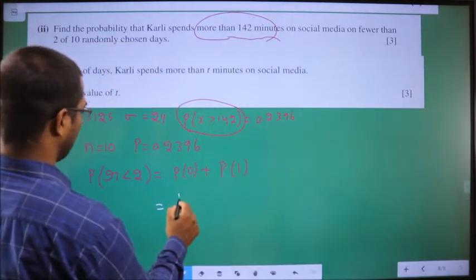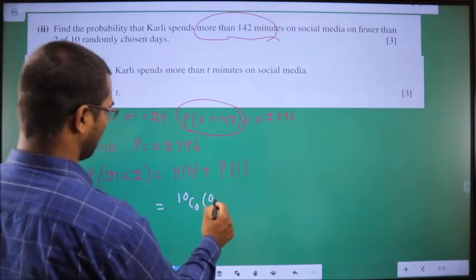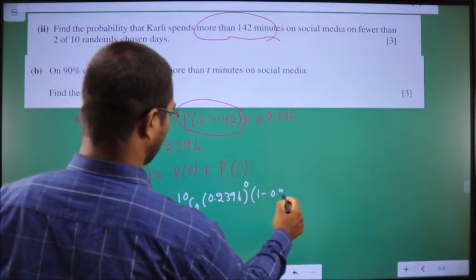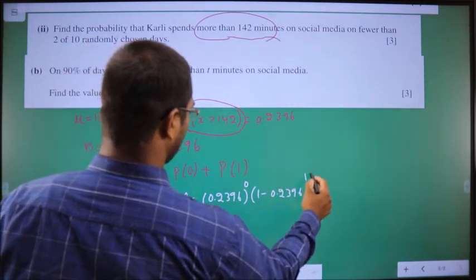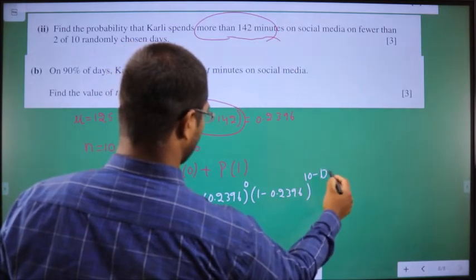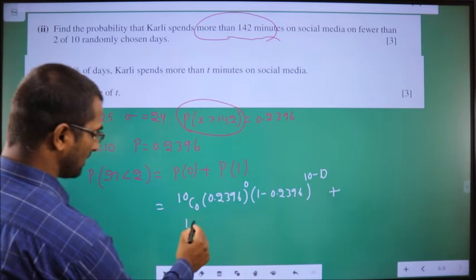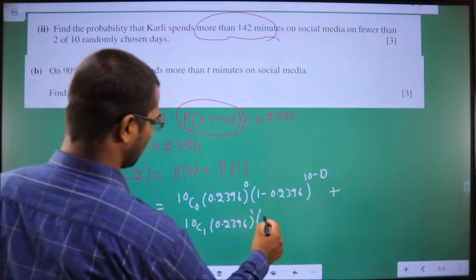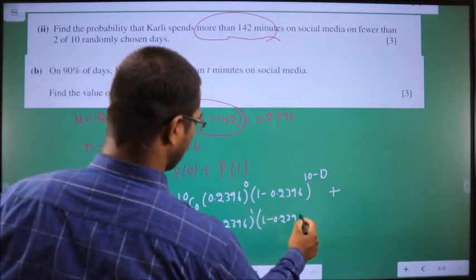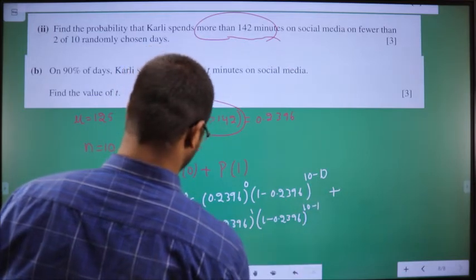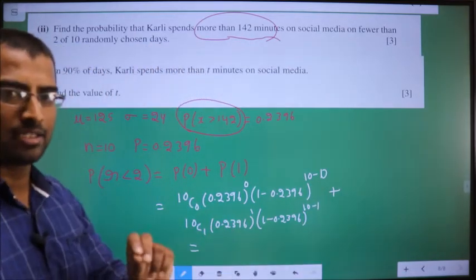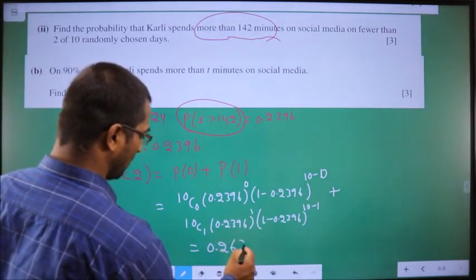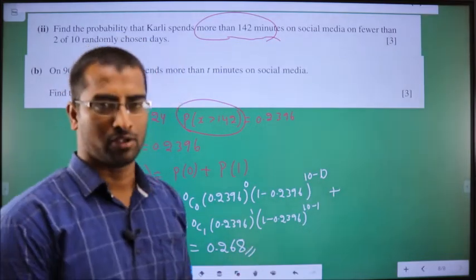So here it will be 10C0, 0.2396 power 0 into (1 minus 0.2396) power 10 minus 0, plus now 10C1 into 0.2396 power 1, (1 minus 0.2396) power 10 minus 1. Okay. Put this at once in the calculator. You get the answer to be 0.268. Okay.